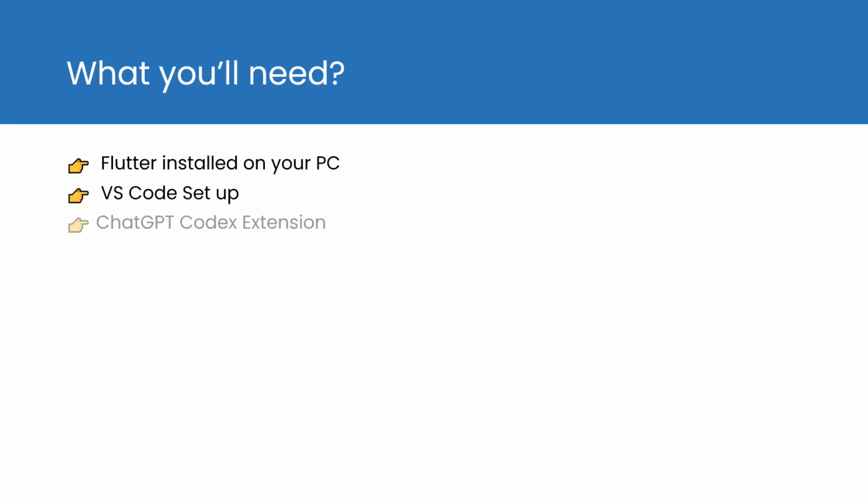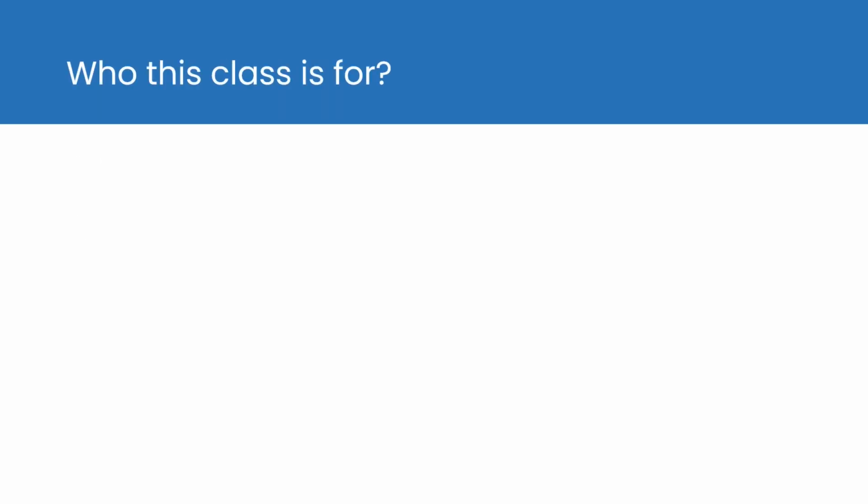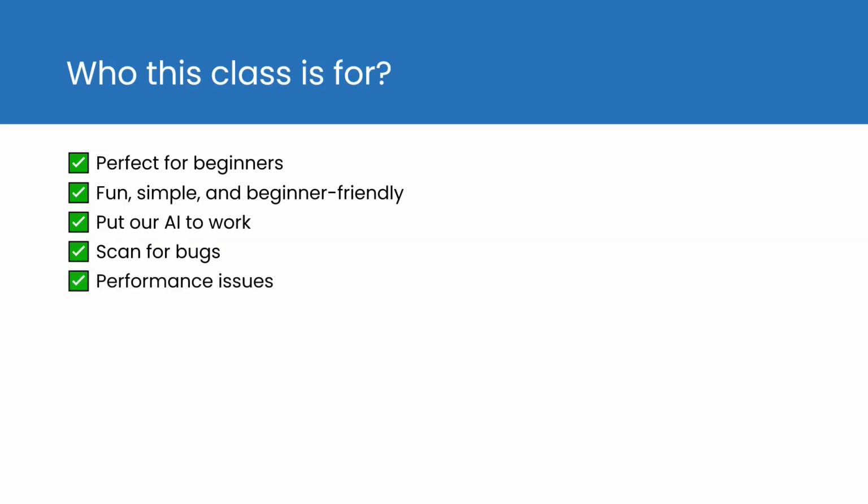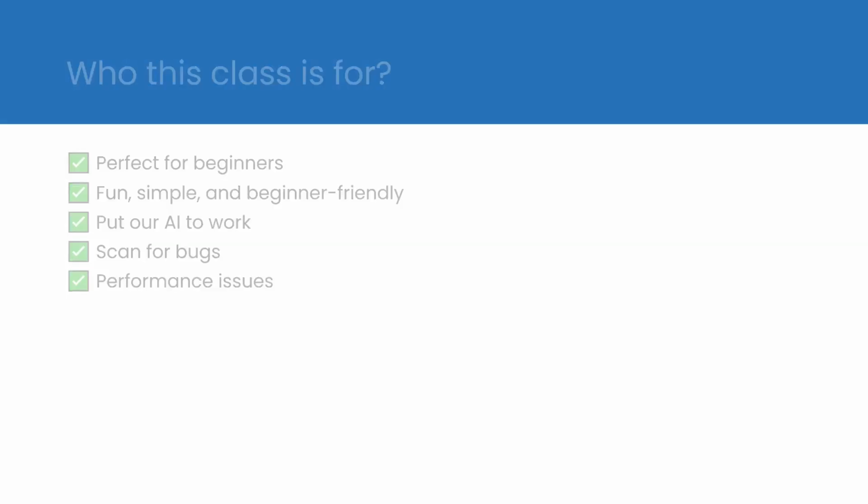Now, before we dive in, make sure you have Flutter installed and VS Code set up on your machine. We'll also be using ChatGPT Codex extension to help us with our AI bug hunting. This class is perfect for beginners who are just getting started with Flutter. We're going to keep things fun, simple, and beginner friendly. Once our app is built, we'll put our AI to work to scan for bugs and performance issues. No complicated jargon, just clean, efficient code.